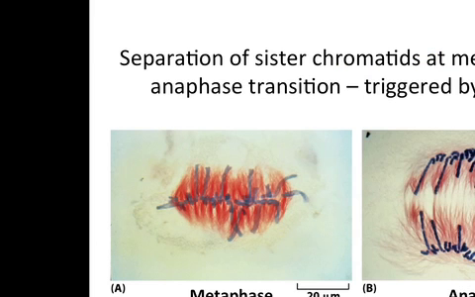Okay, so now you've got your sister chromatids hopefully properly attached to your mitotic spindle, right? So here's metaphase, and then you've got anaphase. You have that separation of your sister chromatids, and that transition is triggered by APC. Remember what APC is? Anaphase promoting complex. Oh my god, it's promoting anaphase. So, novel.